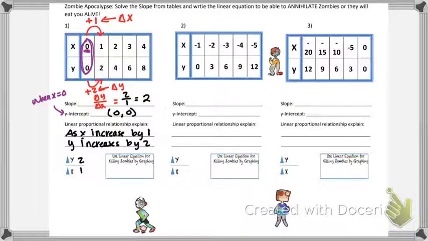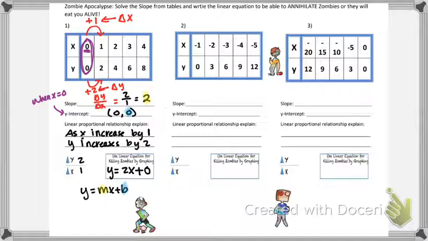Okay. So when we want to write out our linear equation, we write it out as y equals mx plus b. Our m, we're going to get from our slope, in this case it's a 2, and then our b, we're going to get from the y value of the y-intercept. So we can write it out as y equals 2x plus 0, and you don't have to write the plus 0, it's just there for a filler. Okay. For number 2, we'll do the same thing.